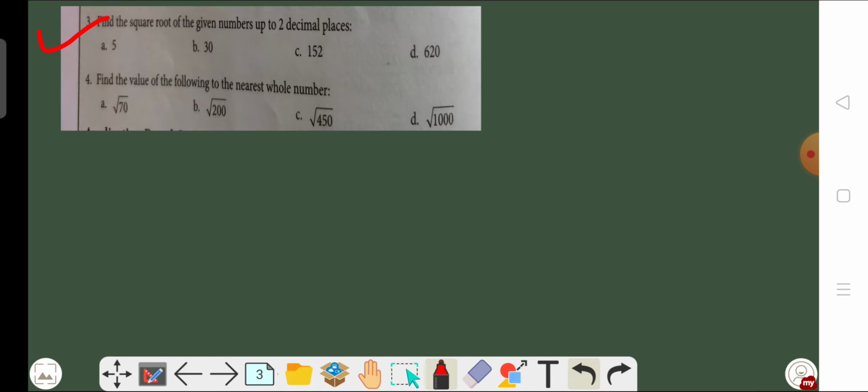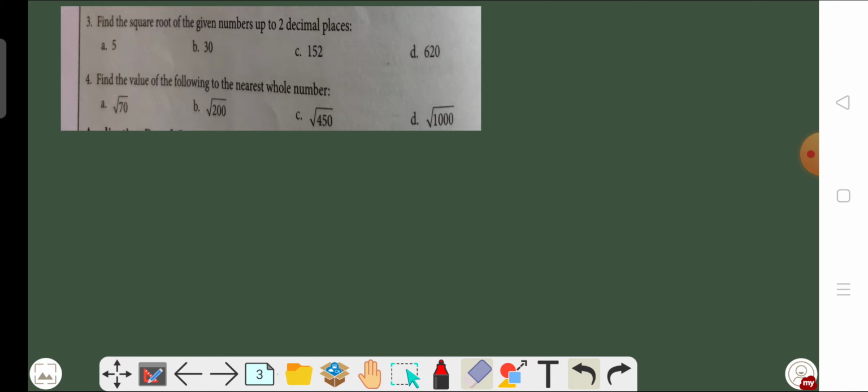In question number third, we have to find the square root of the given number up to 2 decimal places. As in the previous question, we found the square root of decimal numbers, beta. But remember one thing: in the second question, the given decimal numbers are perfect squares. But in the third question, the given numbers are not perfect squares. So in question number third, we have to apply the division method to find the square root of a given number up to 2 decimal places.